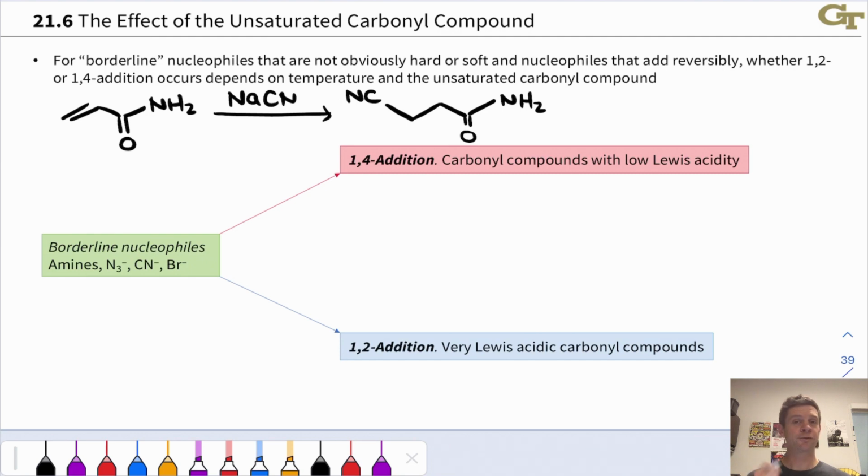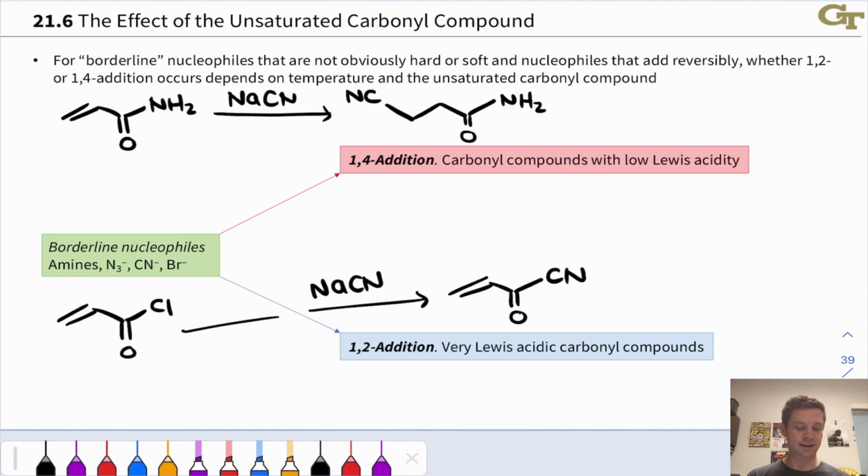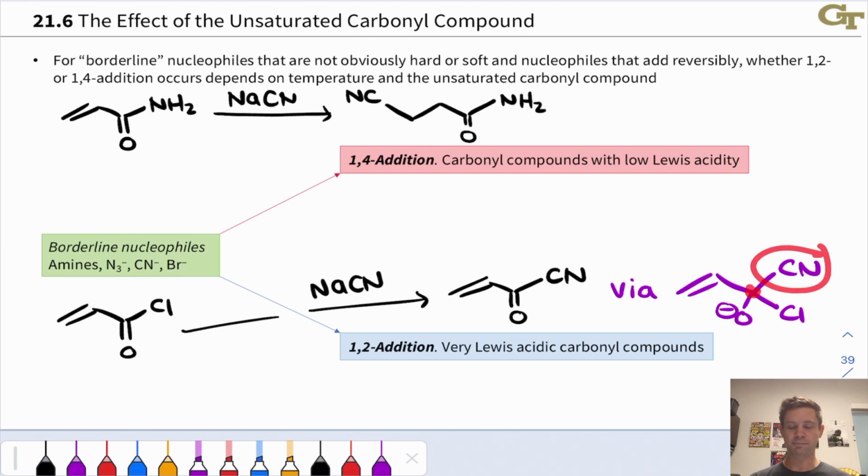On the other hand, for highly Lewis acidic carbonyl compounds, we'll get reaction at the carbonyl carbon almost regardless of what the nucleophile is. So for example, if we hit this acyl chloride with sodium cyanide, we actually see substitution of cyanide for chloride, and this goes via a tetrahedral intermediate where cyanide is added to the carbonyl carbon, and then chloride gets kicked off in a beta elimination step, right?